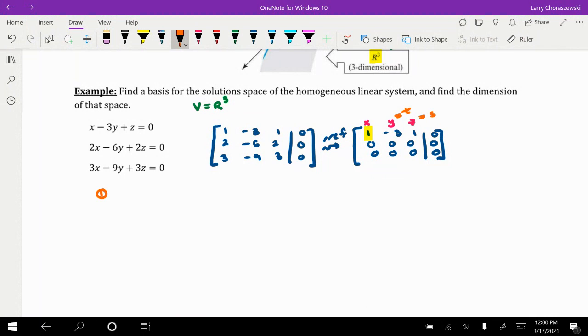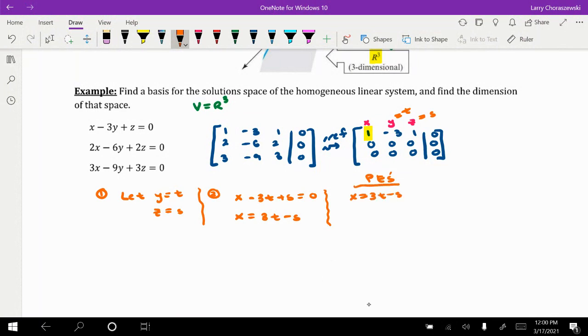And so business as usual for defining our PEs, we'll say let y equal t, z equal s. You can rewrite row 1 with these parameters, x minus 3t plus s equals 0. And solving for x, x equals 3t minus s. So the parametric equations corresponding to the system: x equals 3t minus s, y equals t, and z equals s.